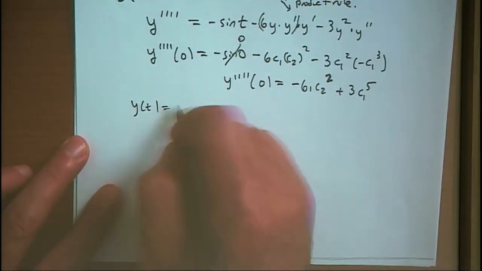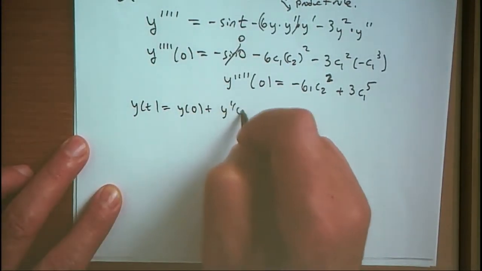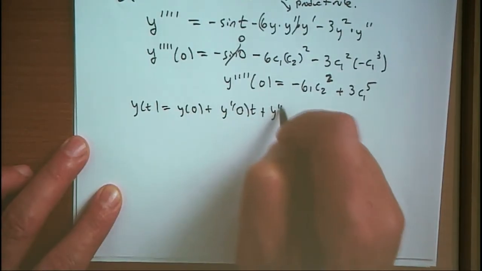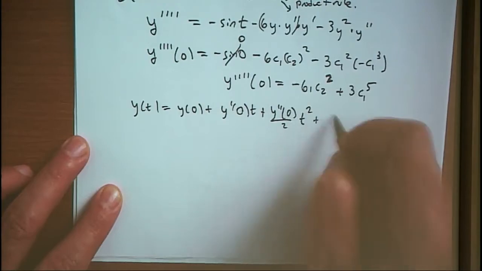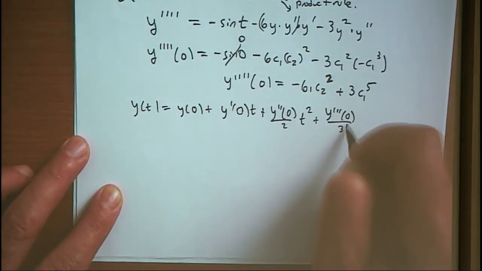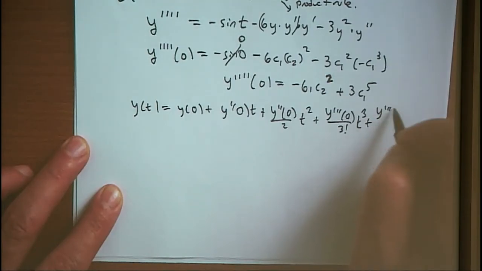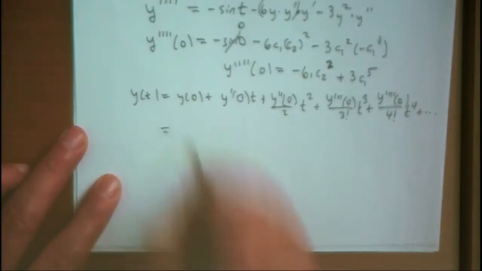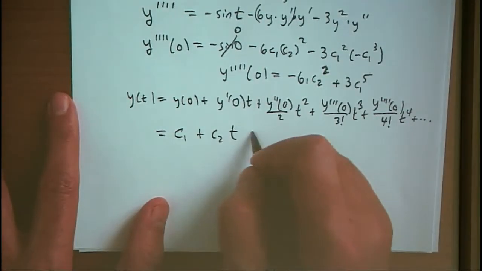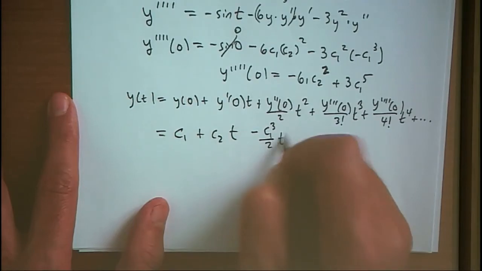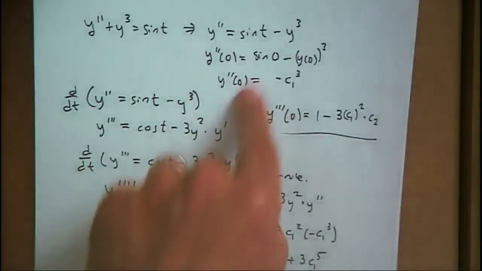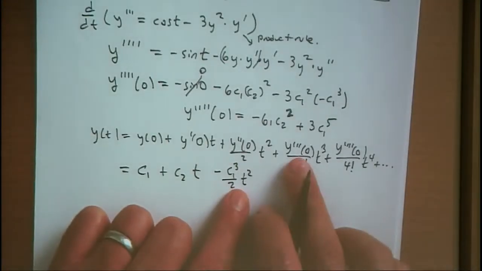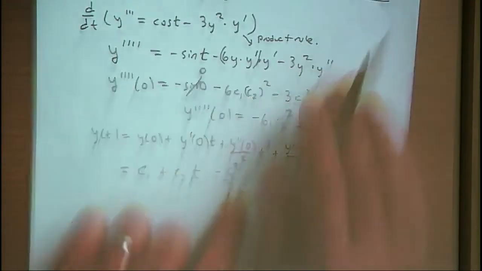y of t equals y naught plus y prime of 0 t plus y double prime of 0 over 2 t squared plus y cubed of 0 over 3 factorial t cubed plus y to the fourth of 0 over 4 factorial t to the fourth, keeps going. Okay, so this was C1, this was C2, t, we had that before. This here was minus C1 cubed over 2 t squared. We saw that earlier, that's y double prime at 0. Okay, y triple prime at 0, we found was this number. See it there. Okay, so let's fill that in.